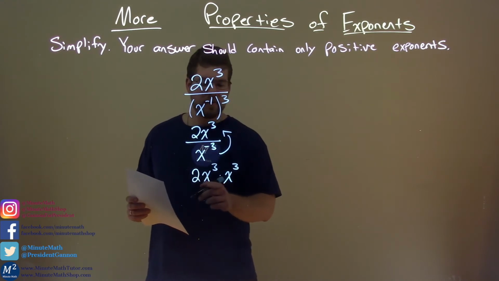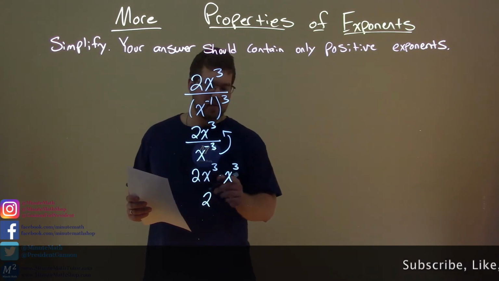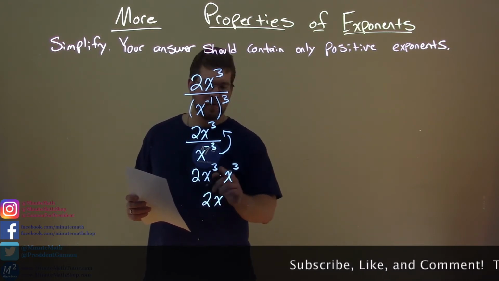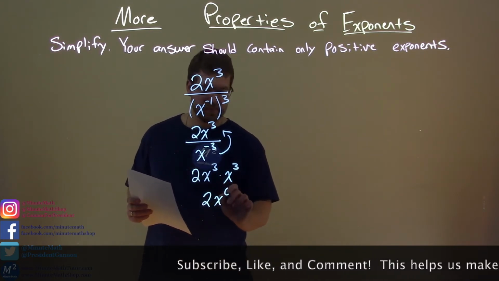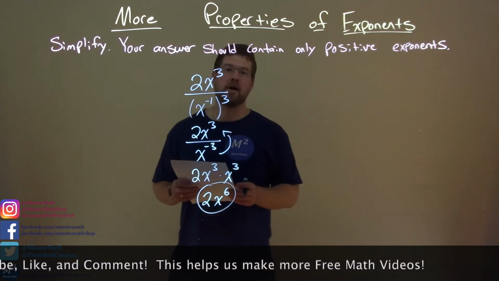Now we have the same bases. We need to add the exponents. 2 comes down. X, we add the exponents. 3 plus 3 is 6. And we're done. We have 2x to the 6th power as our final answer.